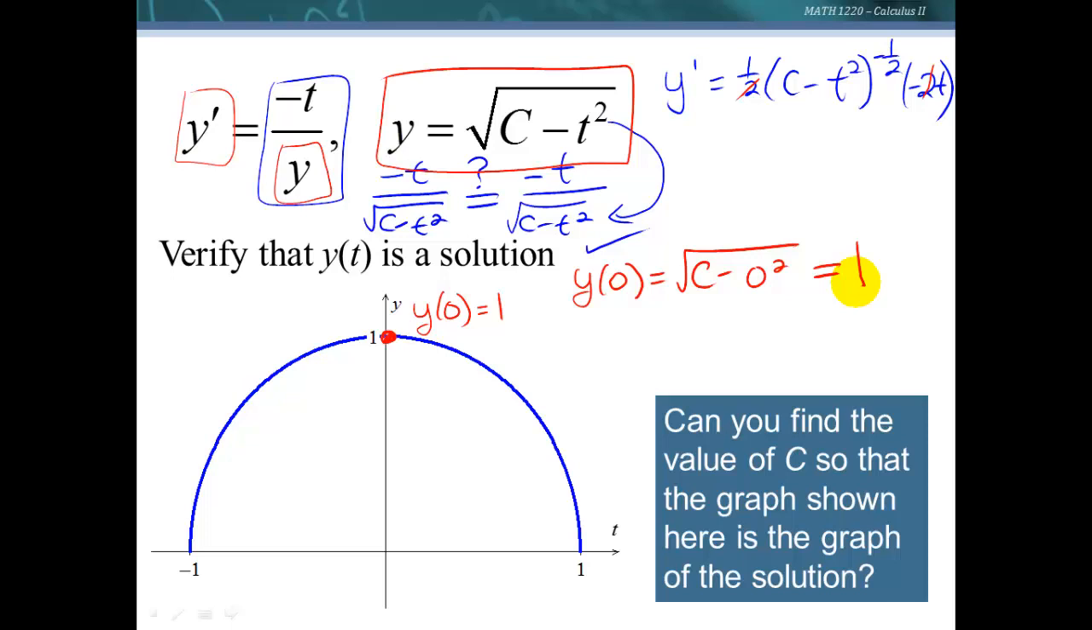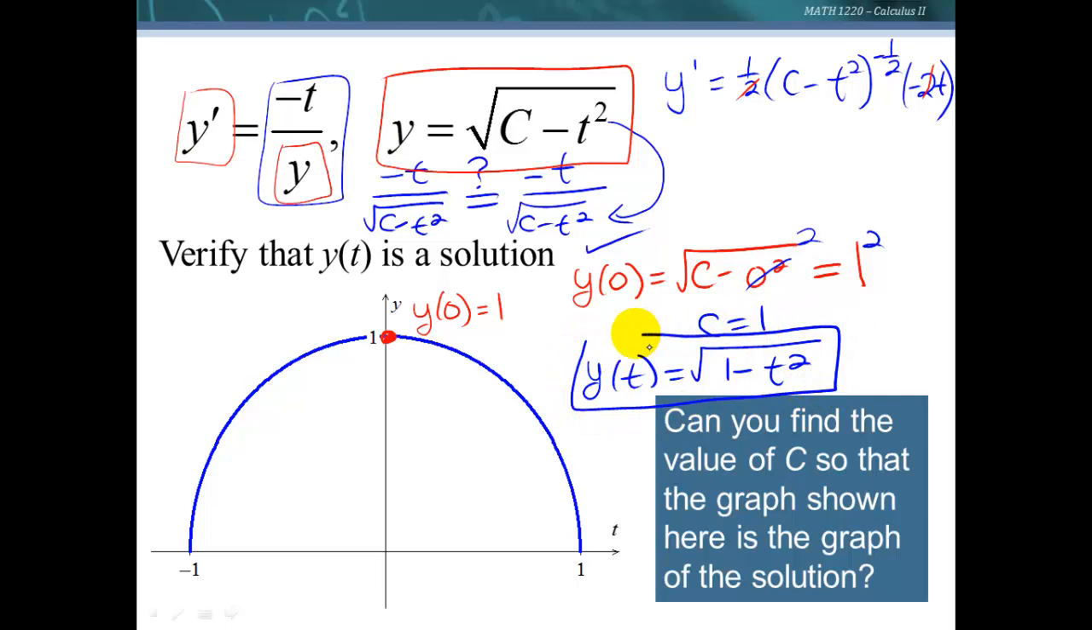Alright, so we can do that. That's just the square root of c, and we would just square both sides. So c equals 1. So the solution would be the square root of 1 minus t squared. Now, I did that officially. You could have probably looked at this and said, oh, it's a semicircle of radius 1, so the c has to be 1, but I wanted to show you the steps for solving that.